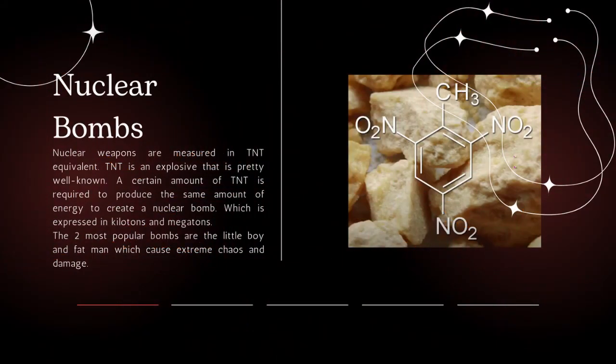Nuclear weapons are measured in TNT equivalent. TNT is an explosive that is pretty well known. A certain amount of TNT is required to produce the same amount of energy as a nuclear bomb, which is expressed in kilotons and megatons. The two most popular bombs are Little Boy and Fat Man, which caused extreme chaos and damage.